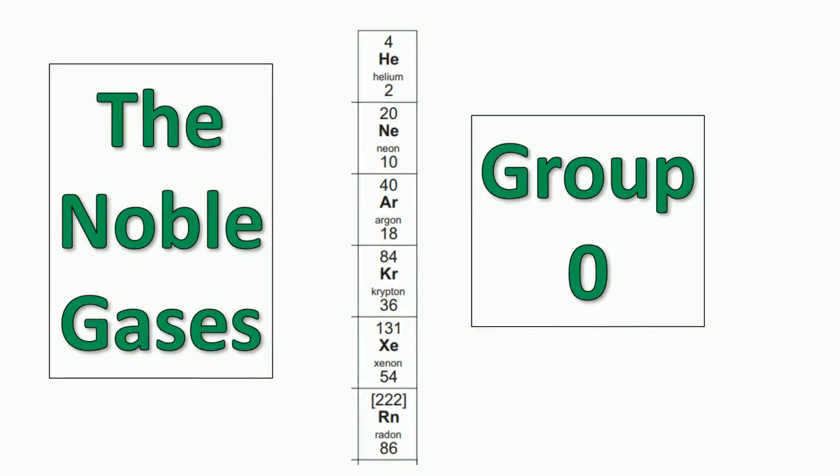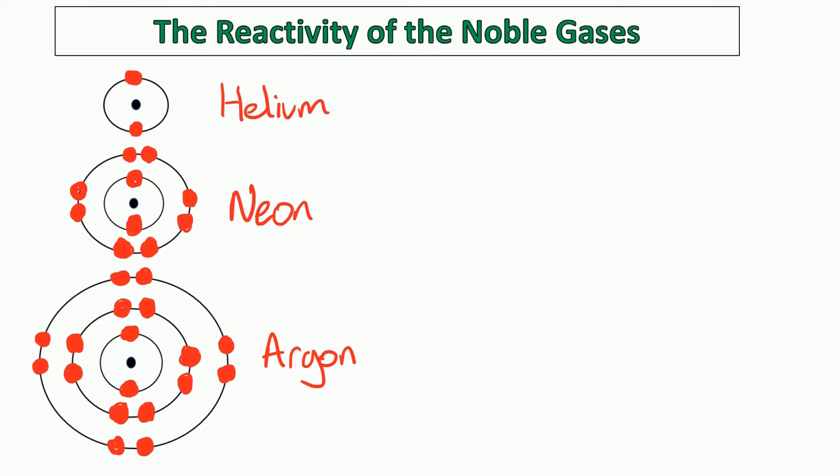Hi everyone, in this video we're going to take a look at the noble gases, and they are found in group 0 of the periodic table. So just like when we looked at group 1, the alkali metals, and group 7, the halogens, the reactivity of the noble gases can be explained by looking at their electronic structures.